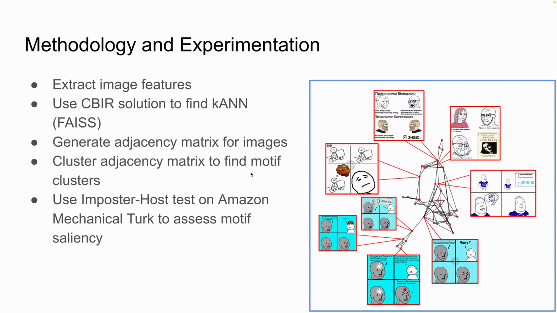However, as human rights watchers were our end target for this pipeline, we wanted to ensure that the motifs were not just similar in a computational sense, but similar to humans themselves. And so to this end, we used Amazon Mechanical Turk to run an imposter host test. The details of this test are outlined in the paper, to assess which combination of image feature, graph type, and clustering method produced the most human salient motif clusters on the data set.